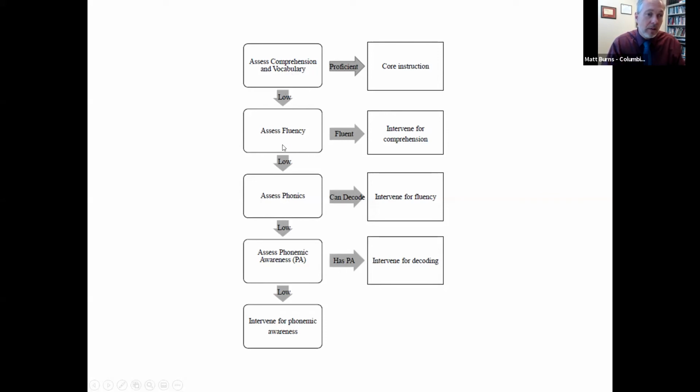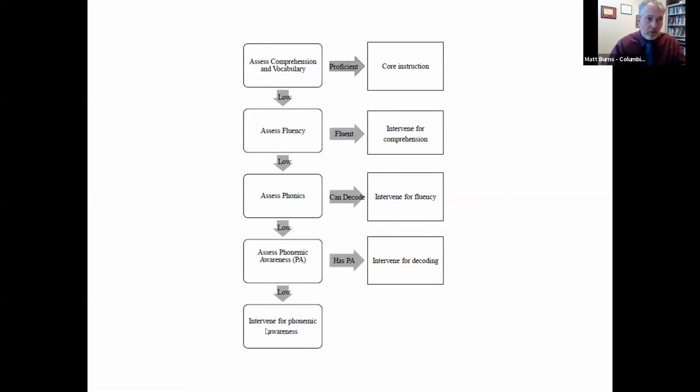If they're low, then you look at fluency. Are they fluent? Yes, then intervene for comprehension. If their fluency is low, then you assess decoding. Can they decode? Yes, intervene for fluency. If not, look at phonemic awareness. Has phonemic awareness, intervene for decoding. If not, intervene for phonemic awareness.